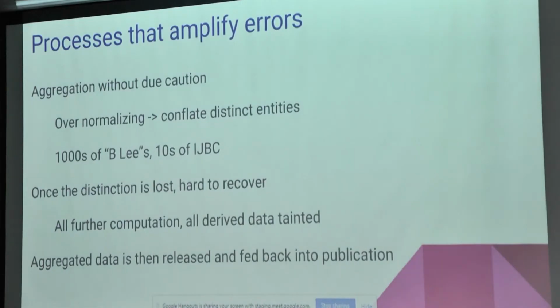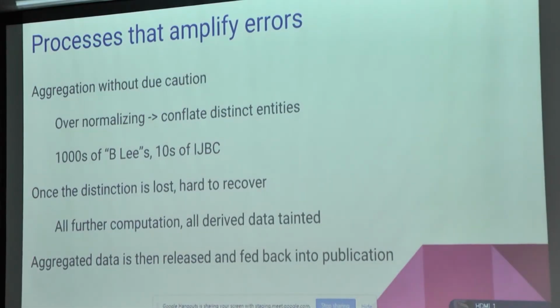And if you go at the other end, saying, well, let me remove duplicates to the extent I can, you conflate distinct entities. And once the distinction is lost, downstream systems have very little hope of being able to recover. All future computation, all derived data is then tainted. This aggregate data is often then released and used by others, gets back into the public input process, and on the cycle goes.